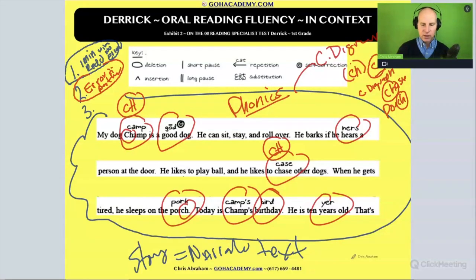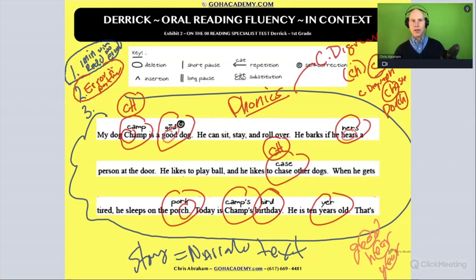Let me do a different color. We have, let's see, the OO in good. Let's see, we have the EA in here. What are those called? Let me write those down. We have here good, here, and year. These are all what? Good, here, year. Well, anytime you have two vowels that make one sound, we call that a vowel digraph. Do you see that?